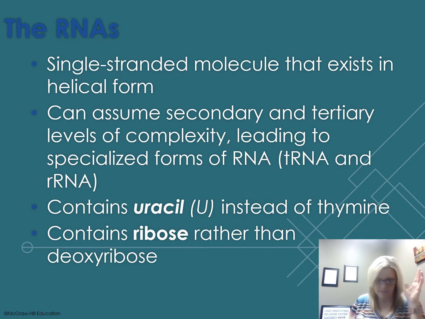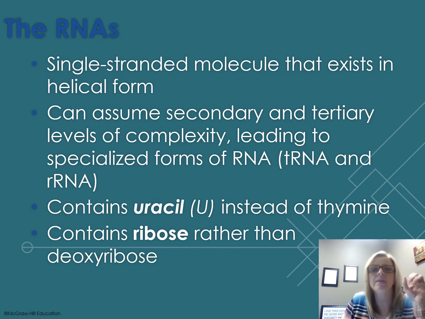It can assume secondary and tertiary levels of complexity, which are going to lead to special forms of RNA. These are going to be tRNA and rRNA, as we already discussed. And I may move this slide to where you're probably not going to already hear me talk about it. So if I hadn't talked about it yet, that's why I may move this.